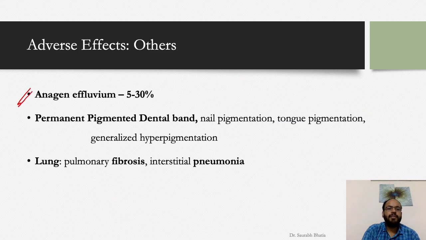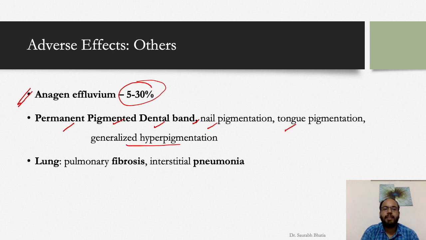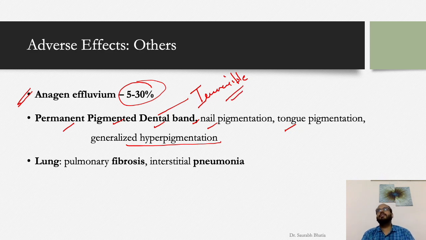Anagen effluvium with cyclophosphamide is seen in 5 to 30% of patients. Permanent pigmented dental band we have discussed, nail pigmentation, tongue pigmentation, and generalized hyperpigmentation too. Remember that dental band is irreversible. So if you see any patient developing dental pigmentation, counsel them that this might not go away. Now, pulmonary side effects include fibrosis of lung and interstitial pneumonia.